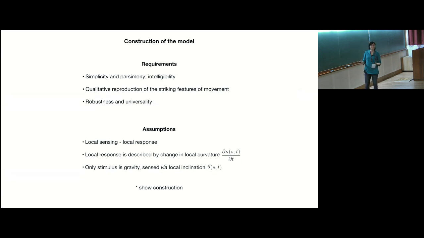And the stimulus is gravity, right? Right now, we say that gravity is the only stimulus. And how do we sense gravity? Okay, when the plant is straight, it doesn't sense anything, everything's fine, right? But if you put the plant now at 90 degrees, then you'll see the change. So what I'm saying here, basically, is that gravity is sensed via inclination, okay? So this is our theta. So now let's construct this model.